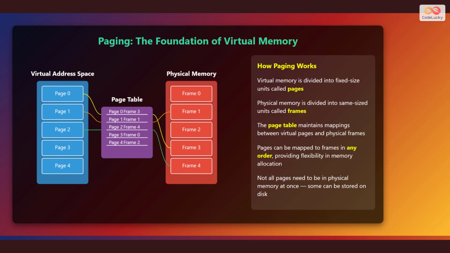Paging is a key concept in virtual memory. Virtual memory is divided into fixed-size units called pages. Physical memory is divided into same-sized units called frames. The page table maintains mappings between virtual pages and physical frames. Pages can be mapped to frames in any order, providing flexibility in memory allocation. Not all pages need to be in physical memory at once. Some can be stored on disk.